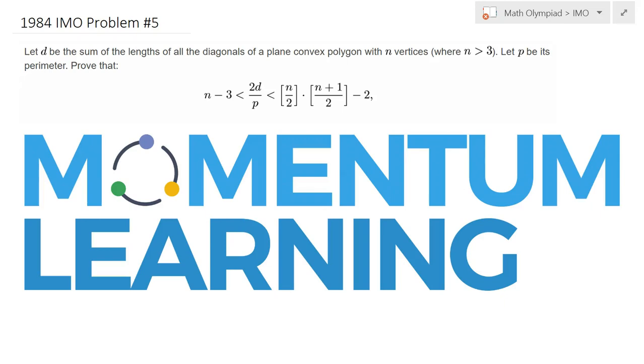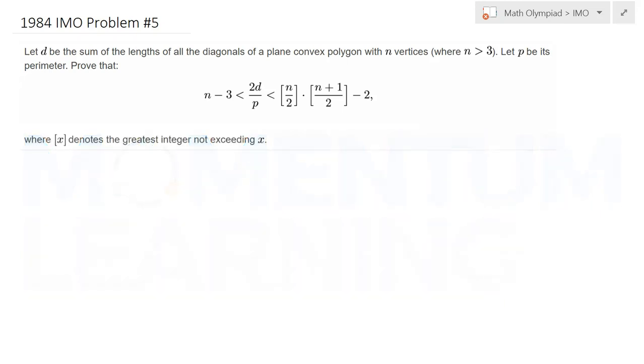This is 1984 IMO problem number 5, and here is a view of this problem. Let D be the sum of the lengths of all diagonals of a plane convex polygon, so a convex polygon with n vertices. So let's let that polygon be named as A0, A1, A2, and so on, all the vertices all the way up to A sub n minus 1, and let P be the perimeter of that polygon.